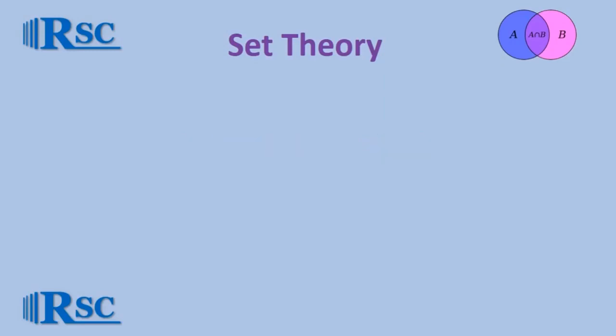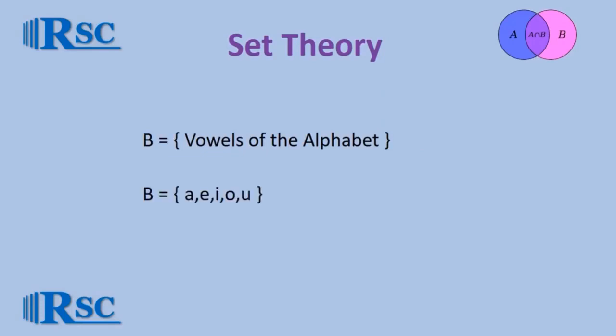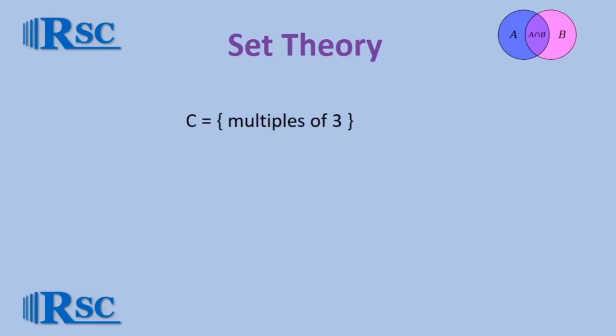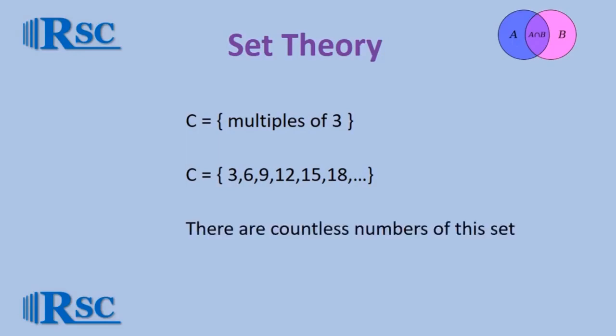So let's look at some examples. An example of a finite set may be the vowels in the alphabet, that is A, E, I, O, and U. Now, as you can see, there are only 5 elements in the set, and so the set is finite. An example of an infinite set may be the multiples of 3. There are countless multiples of 3, and so the set is infinite. Notice that in this set, there are 3 dots at the end that indicate that the elements of this set continue forever.